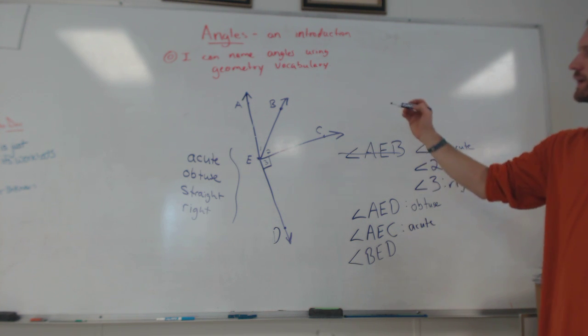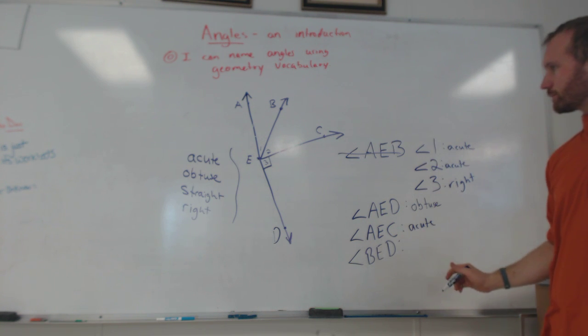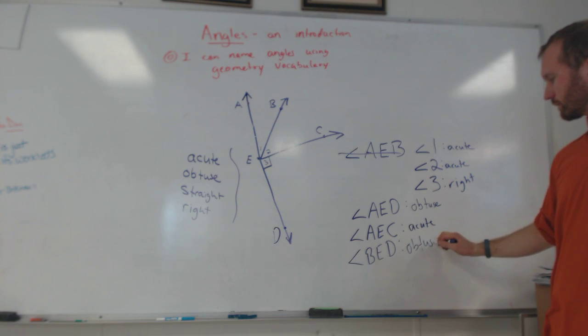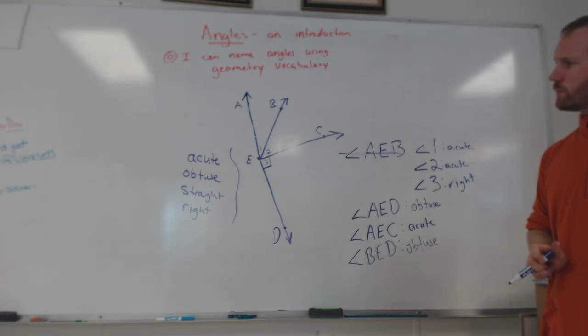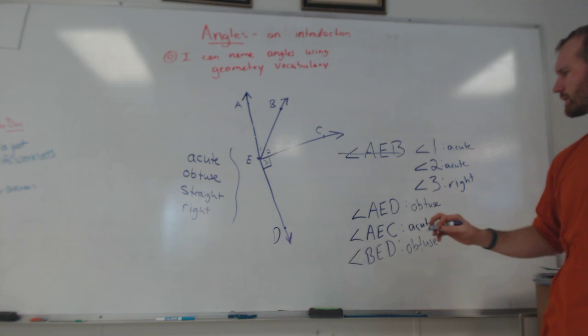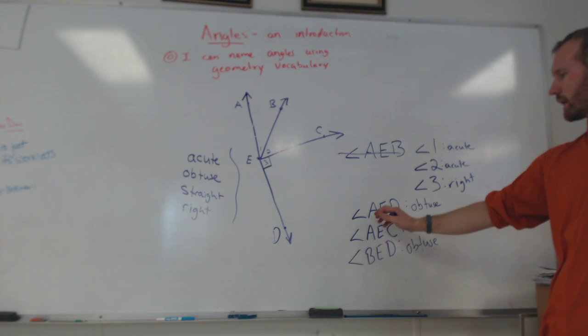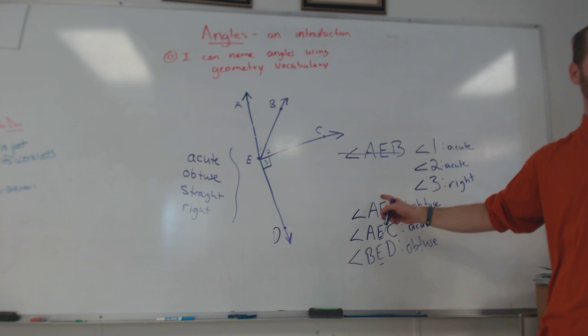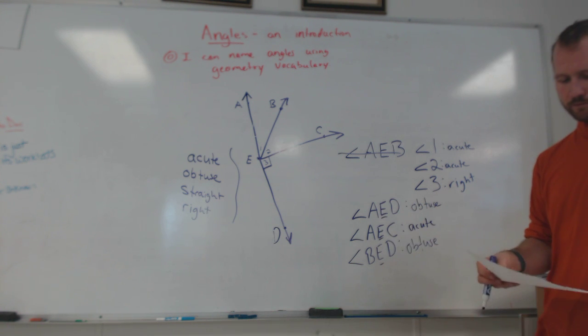And then how about angle BED? Yeah, that's definitely obtuse. What is the vertex of all of these angles? E is the vertex. And you notice when you write angles in this form, the vertex is always the middle point, right?